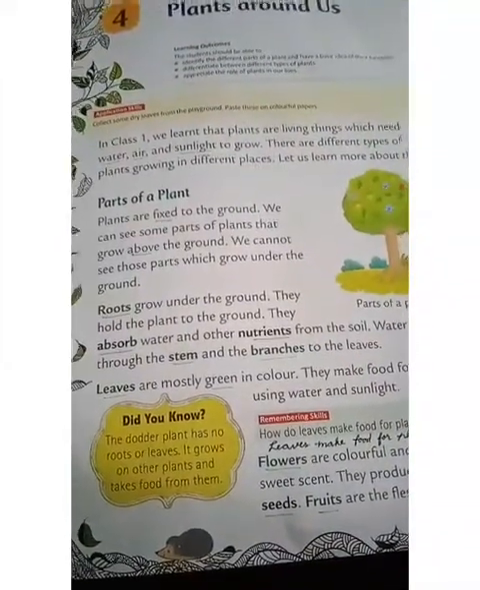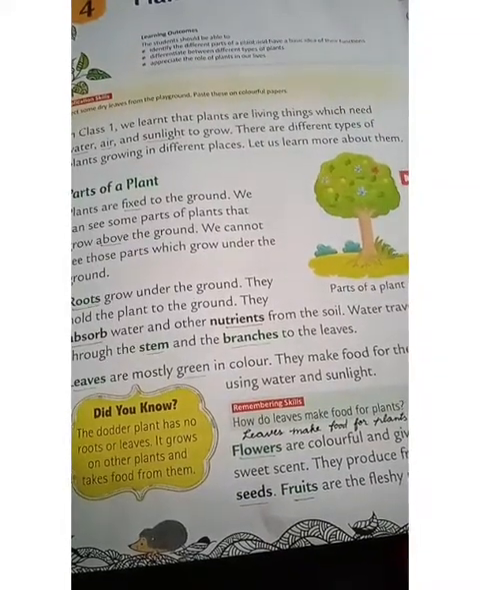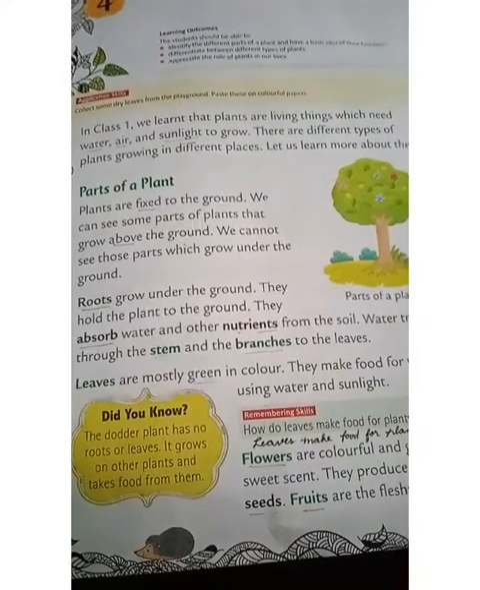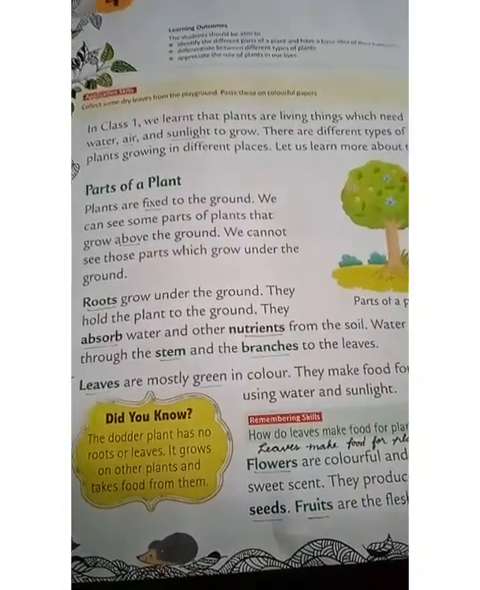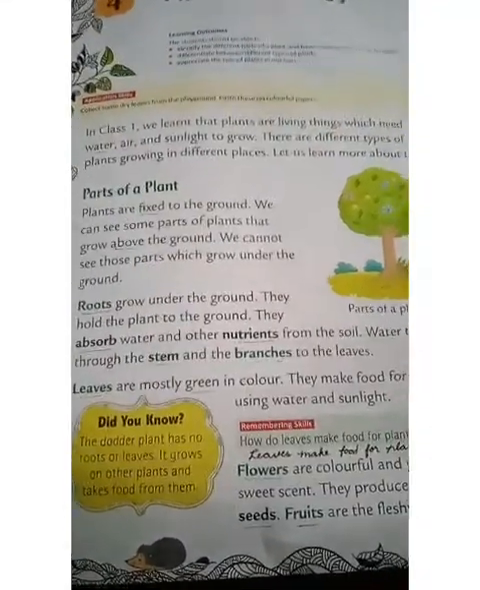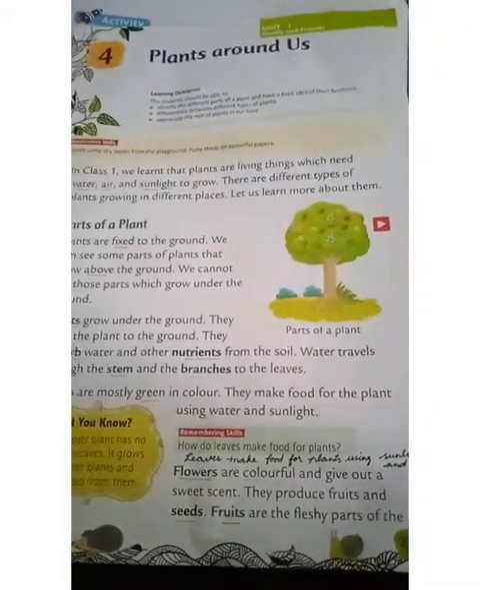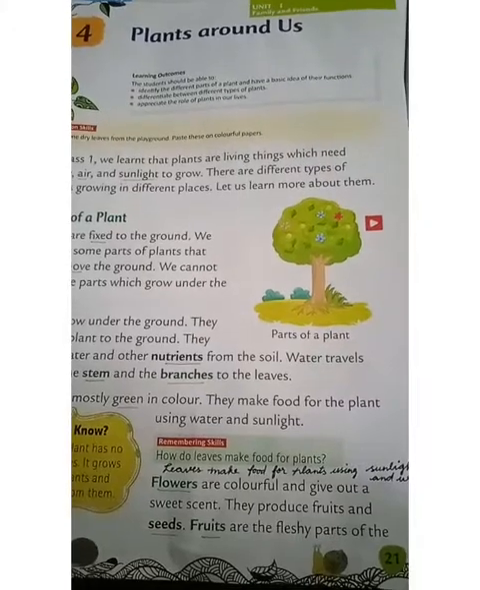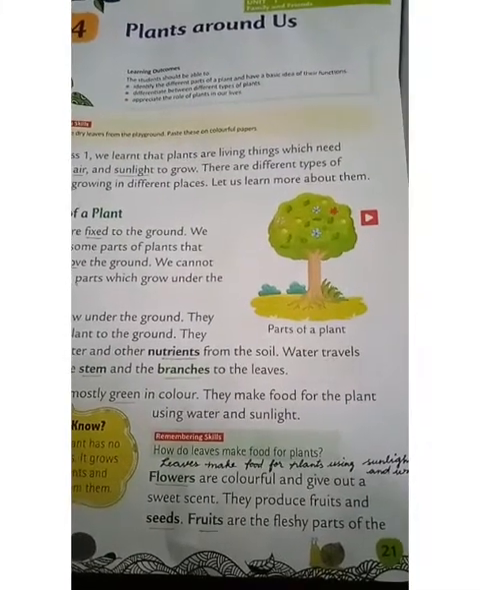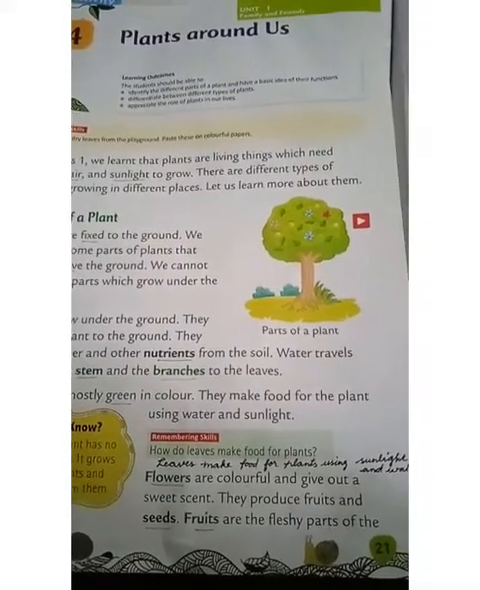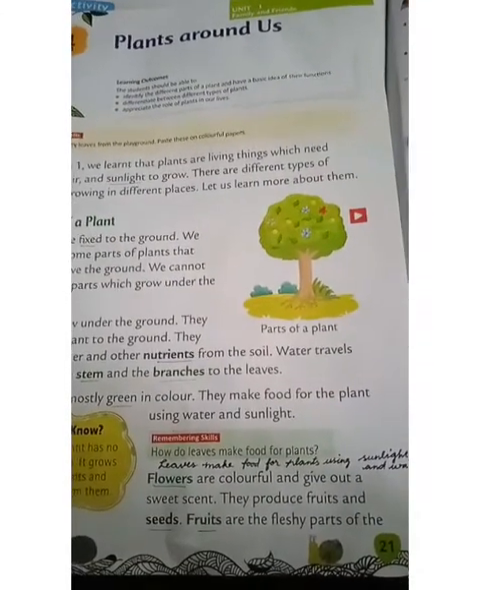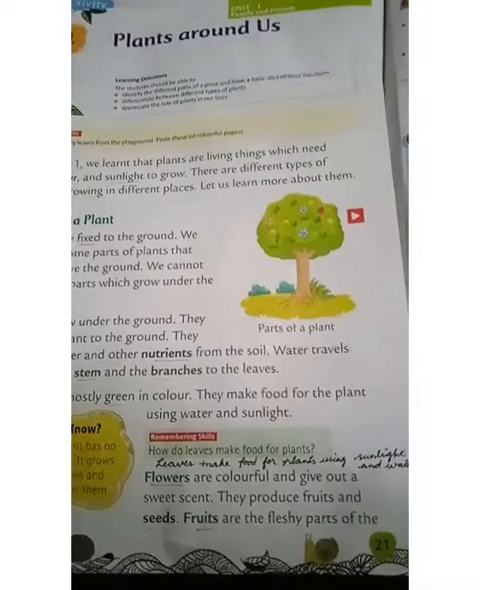How many parts of the plant? Say the answer. Two parts of the plants. Say the name. Root parts. Another one. Shoot parts. Okay, so plants are fixed to the ground.